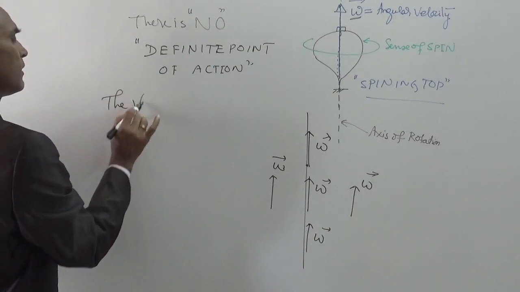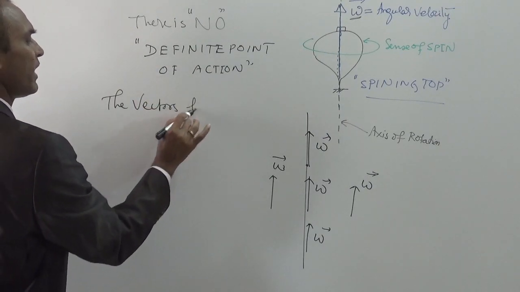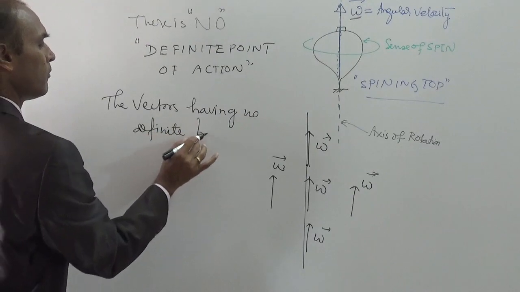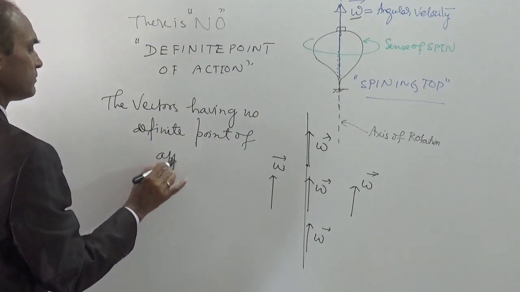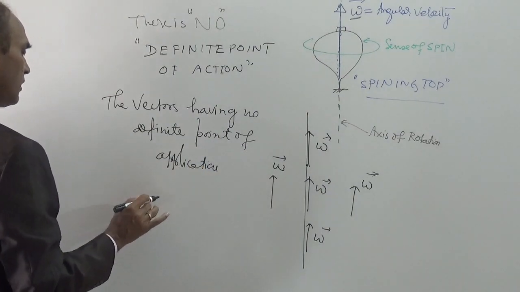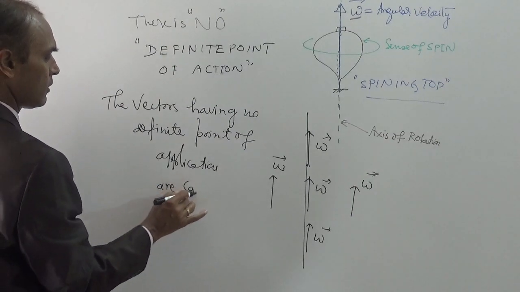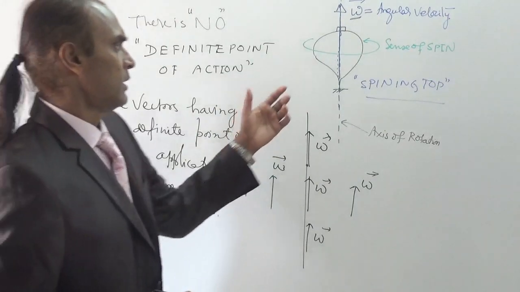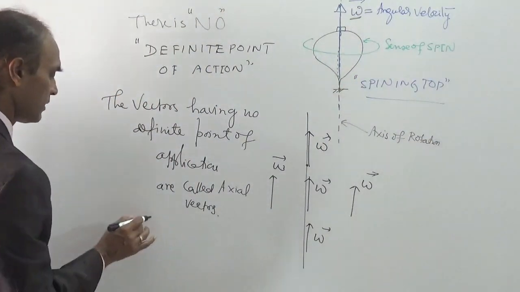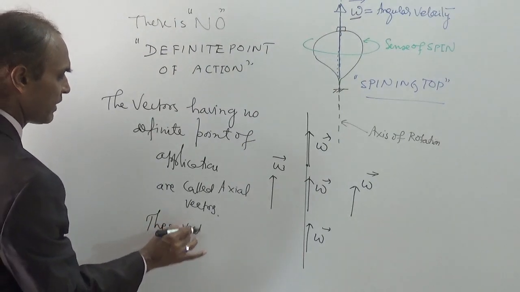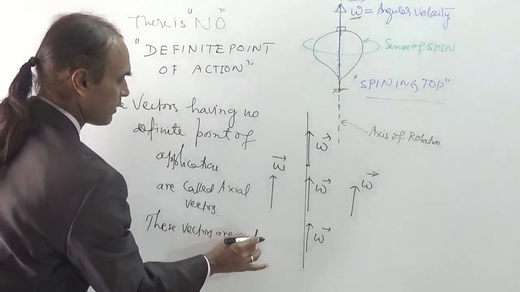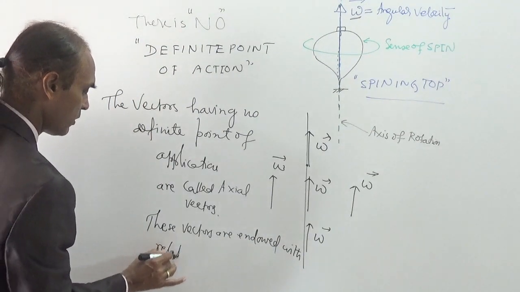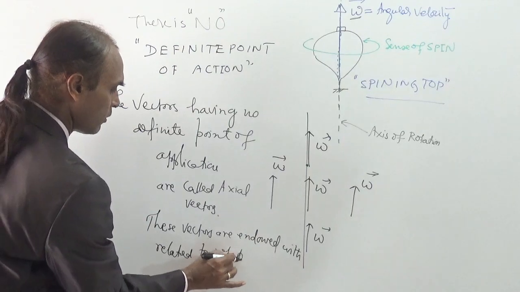The vectors having no definite point of application are called axial vectors. These vectors are generally endowed with rotation. These vectors are endowed with or related to rotation.